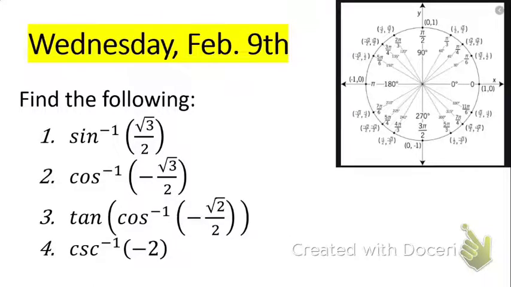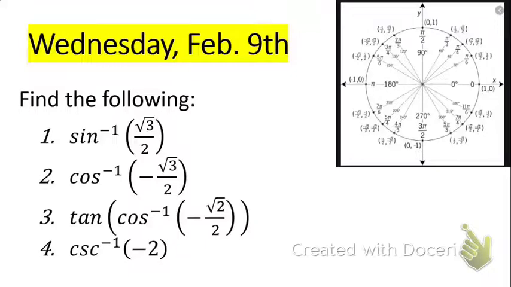So for question number 1, we're looking in quadrants 1 and 4. What's the angle we're looking for? It has a sine value of square root of 3 over 2. Who got pi over 3? All right, that is the right answer.